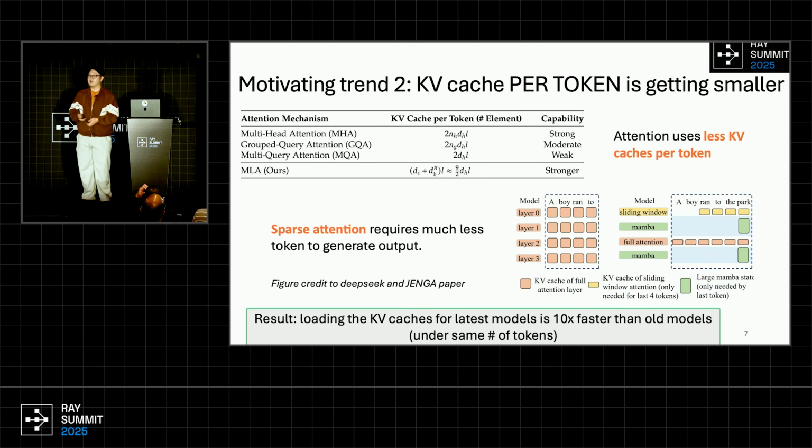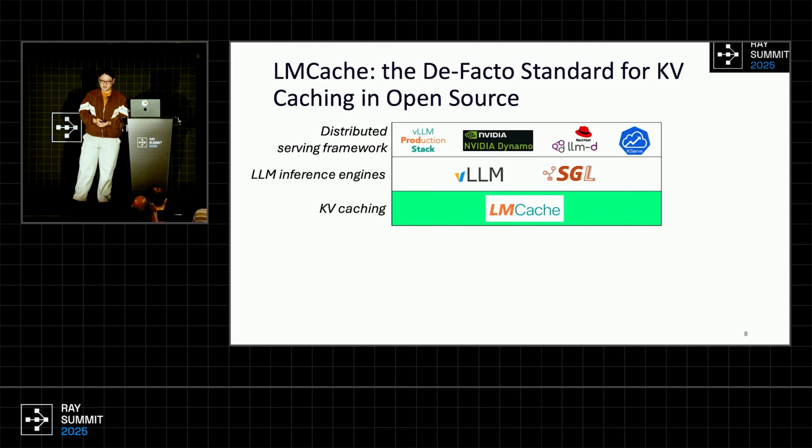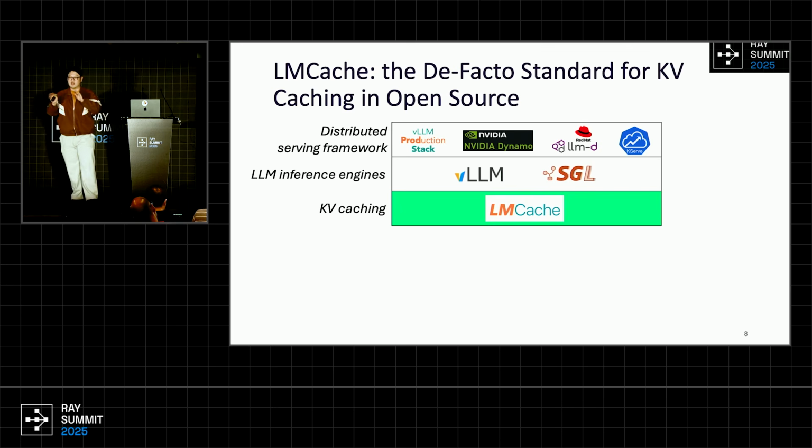to become economic. Okay, so these are two motivating trends for us to build LMCache, the de facto standard for KV caching in open source. And let me draw a simple layering figure to give you a sense of where LMCache is located. The top level will be the distributed serving frameworks: production stack, Dynamo, LMD, KServe, and also Ray Serve. Oh, I should draw Ray here.